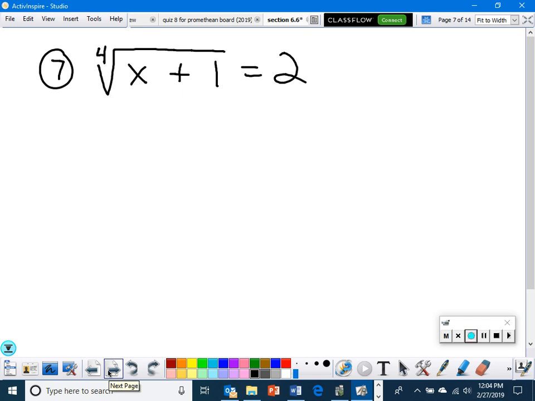All right, notice this one says the 4th root, so just like the others, if you've got a 4th root, to undo that, you're going to have to use the exponent of 4, so use to the 4th power.